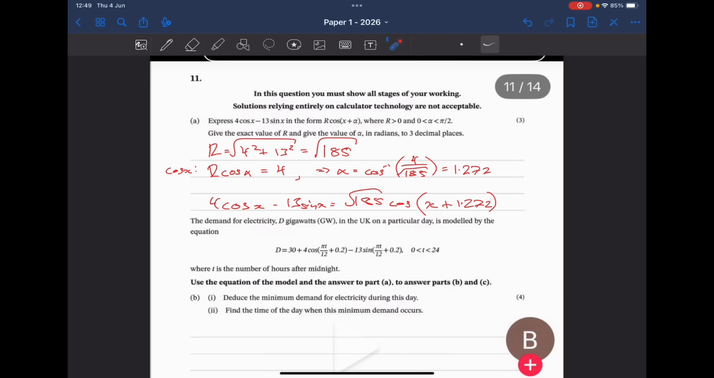So this we can rewrite straight away. The 30 at the front wasn't up there, so that's new. Are the coefficients the same? 4 and 13, 4 and 13, lovely. So we just have one R. And what's happening inside? We originally had just x, and that x now is pi t on 12 plus 0.2. So it's going to be cos of pi t on 12 plus 0.2 plus alpha, so plus another 1.272.